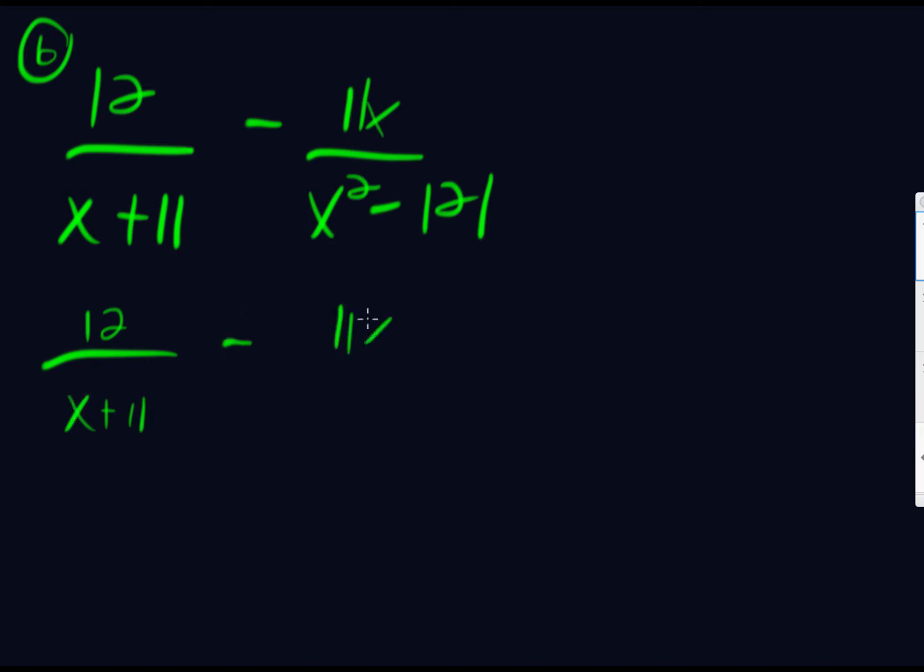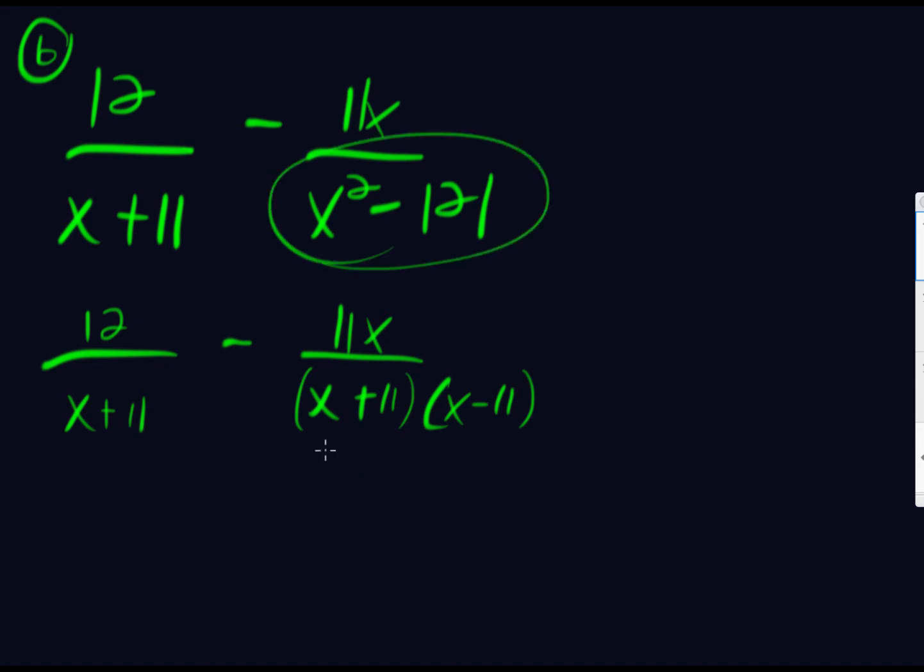But when we get to 11x over x squared minus 121, that binomial right there is a difference of squares. So I could write that denominator as x plus 11 and x minus 11. Now notice, these are the same exact expressions. The only thing that's different is that this denominator right here could factor. So I factored it. And x plus 11 times x minus 11 is that same thing if I multiply it out as x squared minus 121.